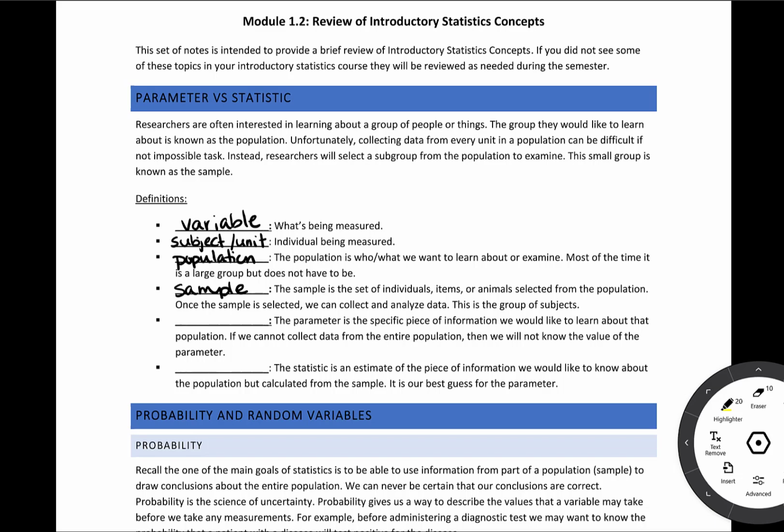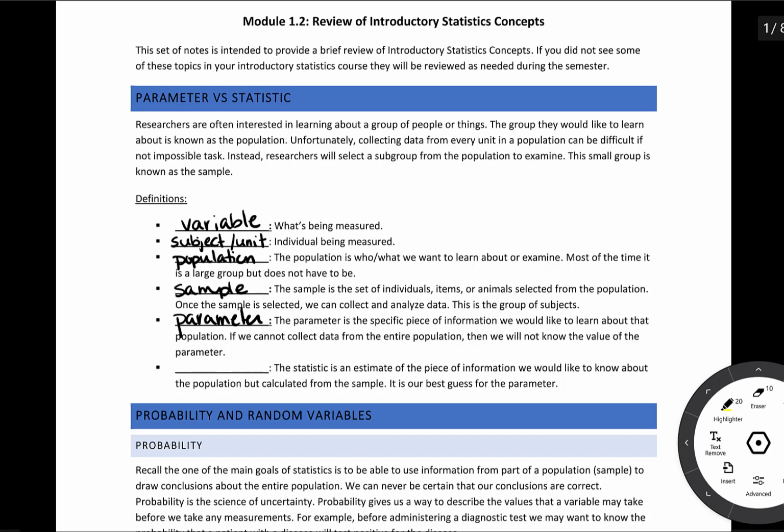Once the sample is selected, we collect and analyze data. The only reason we collect a sample instead of looking at the whole population is because looking at an entire population is often impossible. If you are able to get population data, then you want the population data, not the sample data. We only collect the sample because we cannot inspect the entire population. Our next definition is parameter.